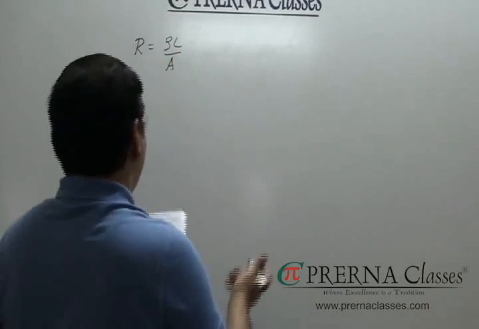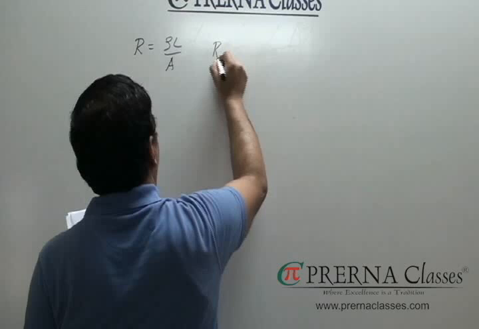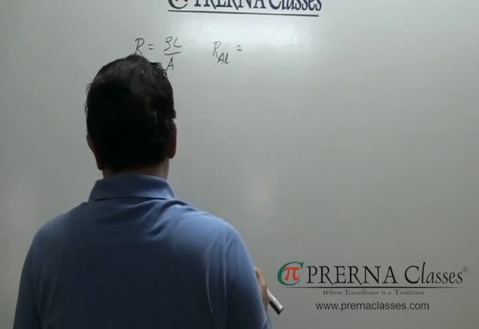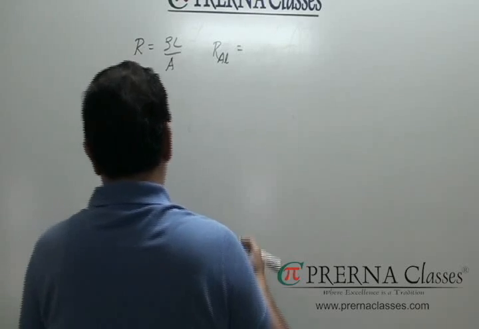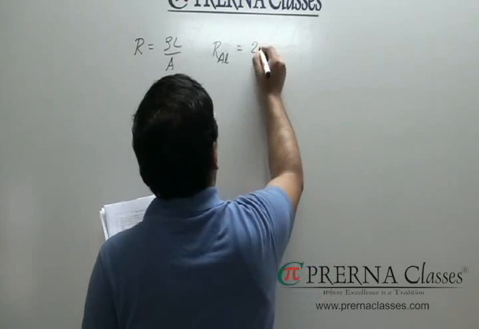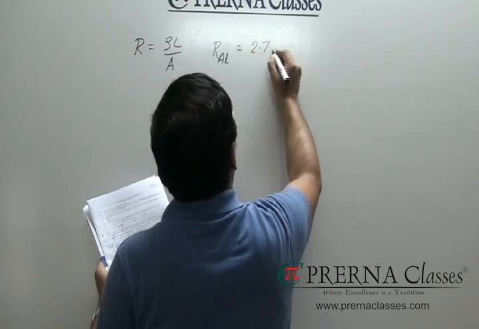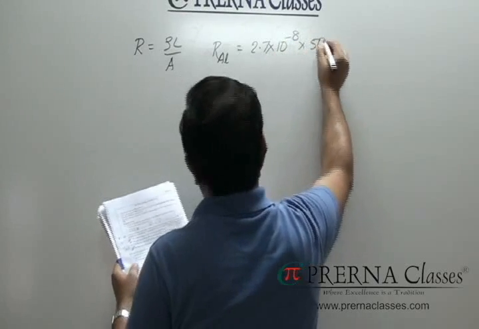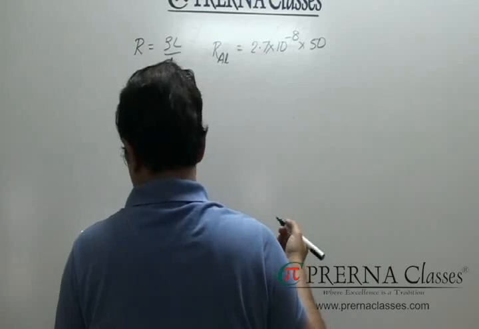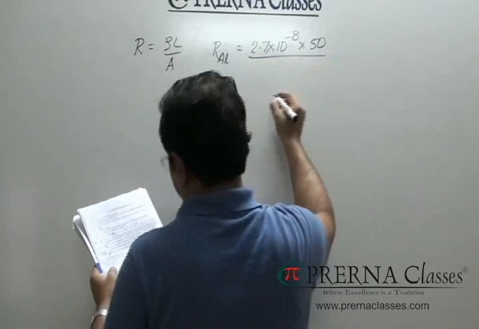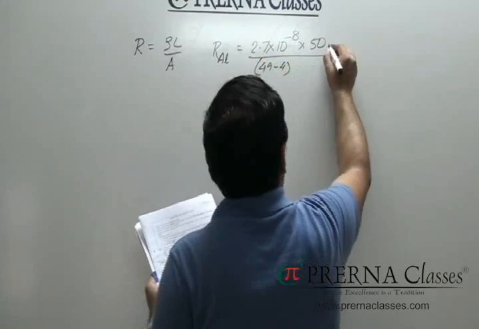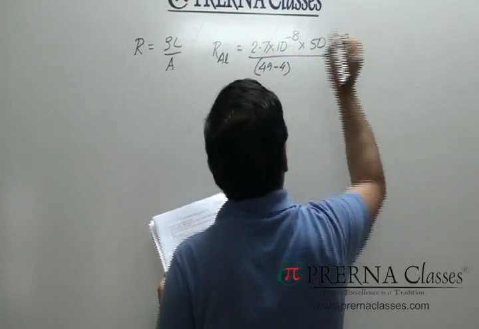So if I were to consider the resistance of the aluminum section, that would become, since the units are in micro ohms, I am dealing with micro ohms there, 2.7 into 10 to the power of minus 8, length is 50, and the cross-sectional area I can say is 49 minus 4 millimeters square. That is then going to give me a term like this.